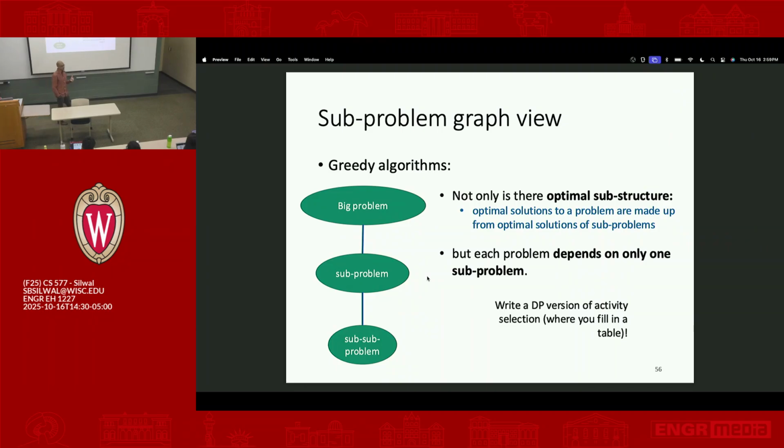So it turns out that even this activity scheduling problem, you can solve using dynamic programming, and maybe it's a worthwhile exercise to think about what a dynamic programming solution for this would be. But in this case, the greedy algorithm is just much easier to reason about.